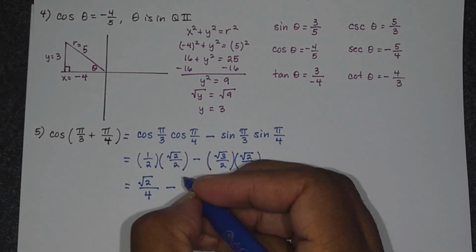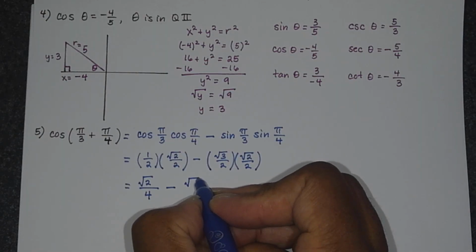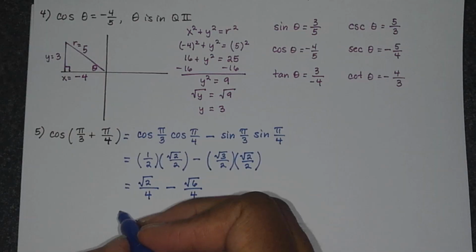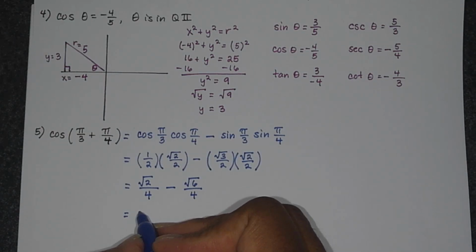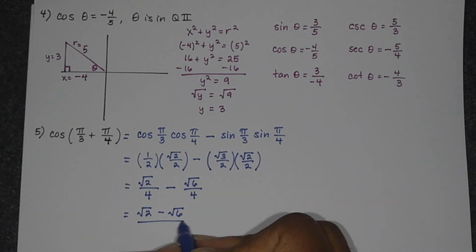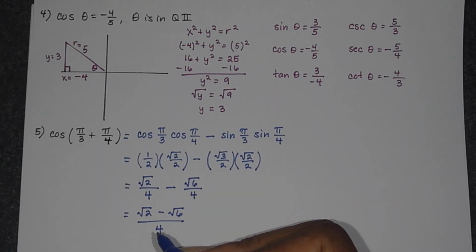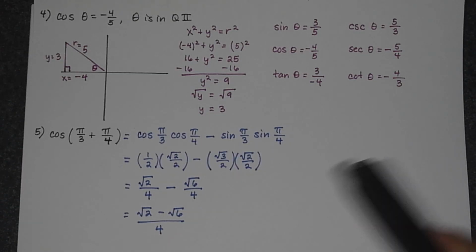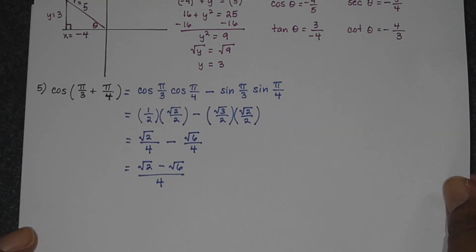We can multiply underneath the square root symbols to get the square root of 6 over 2 times 2, which is 4. And since these denominators are the same, I can write the square root of 2 minus the square root of 6, all of that divided by 4. And I would go no further than that. So it'd be the square root of 2 minus the square root of 6, all divided by 4. Okay. Questions on problem number 5.